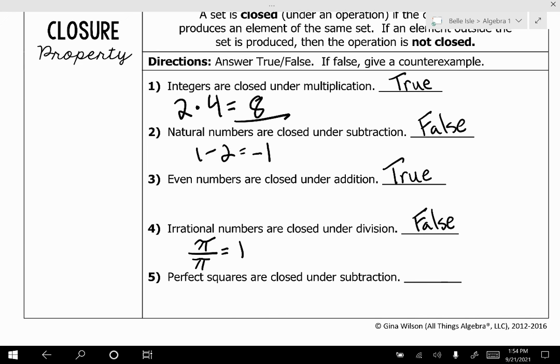Number 5, perfect squares are closed under subtraction. Give me a perfect square. 16. 16 minus 16. Yeah, we can do that. Okay, 16 minus 16 equals 0. Is 0 a perfect square? Technically, no. Well. Okay. Do you have any questions about that?